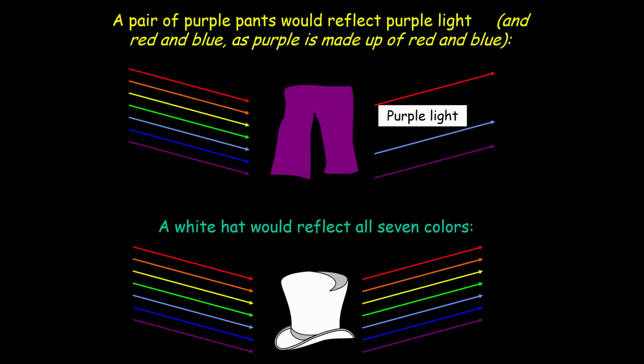So how does black work? It actually is the exact opposite of white. If this was a black hat, okay, if this was a black hat and we hit it with white light, all 7 wavelengths would get absorbed and nothing would be reflected, and that would show black. All right, let me show you a couple examples of that.